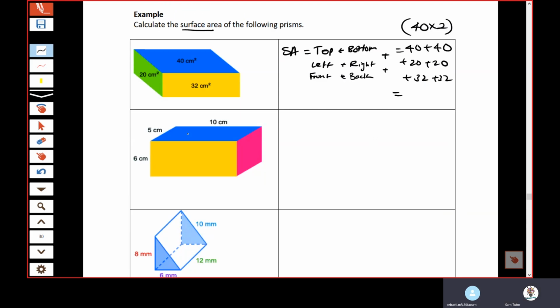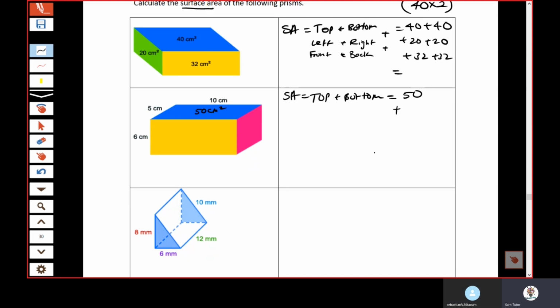All right, this one. I've only given you the lengths. I haven't given you the actual area. So what you've got to do is do exactly what I wrote on the top. You've got to find the top and the bottom area, which equals 5 times 10, 50 centimeters squared. Let me just write that down. Draw that if you can as well.